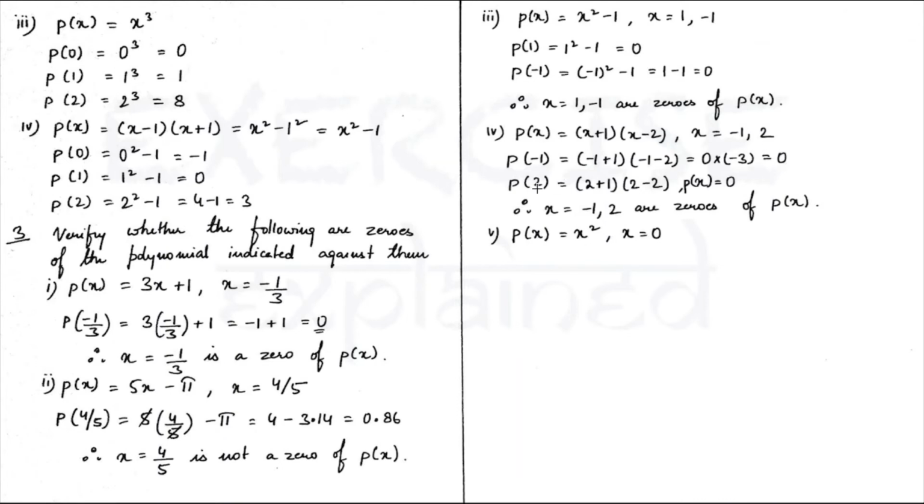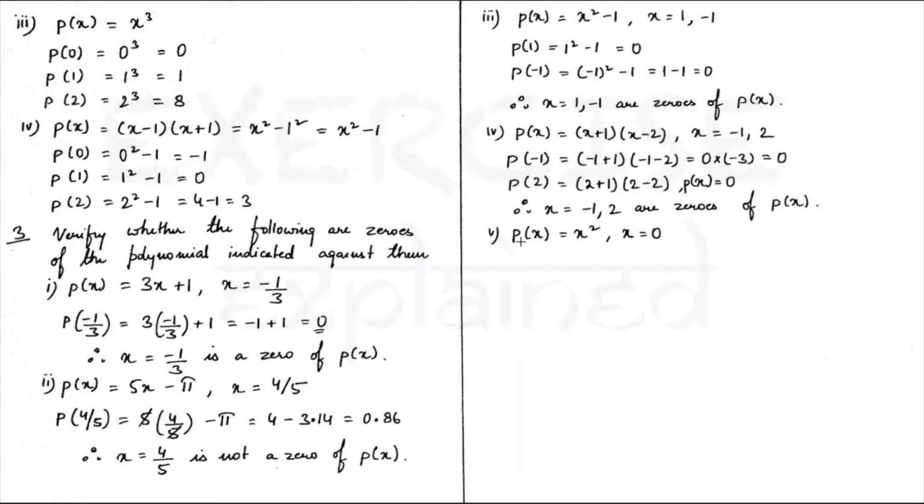Coming to the next one, p of 2. So that's going to be 2 plus 1 into 2 minus 2, because we have just substituted x as 2. So 2 minus 2 is 0 and 2 plus 1 is 3. So we get 3 into 0. Now 0 into any number gives us 0 itself. So x is equal to minus 1 comma 2 are zeros of p of x.